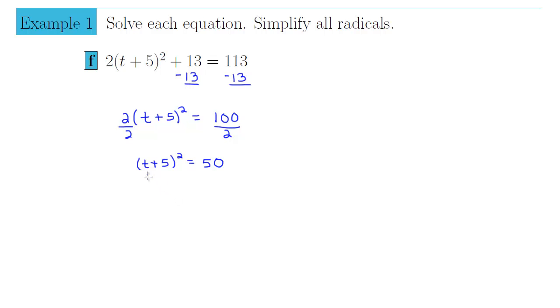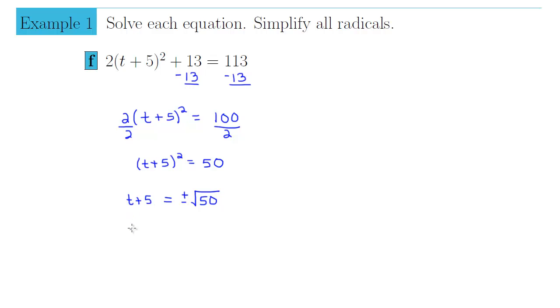We're now perfectly set up to apply the square root property. We have a variable quantity squared equals a positive number. When that's the case, the object inside the square, in other words the quantity t plus 5, is set equal to both the positive and negative square root of the positive number on the right, in this case square root of 50. That is, t plus 5 equals plus or minus the square root of 50.